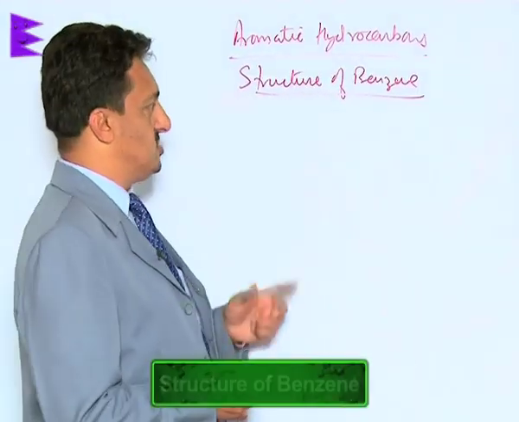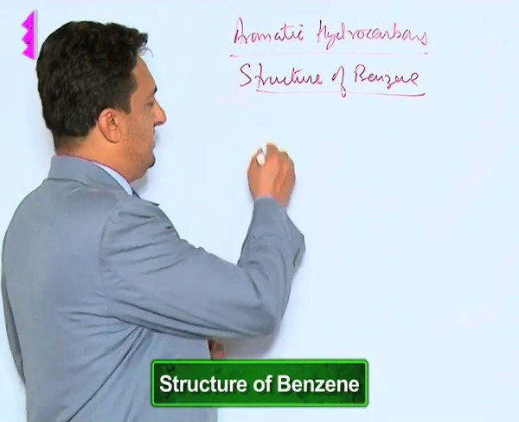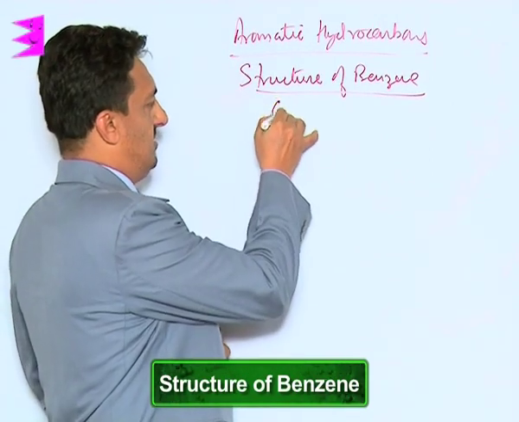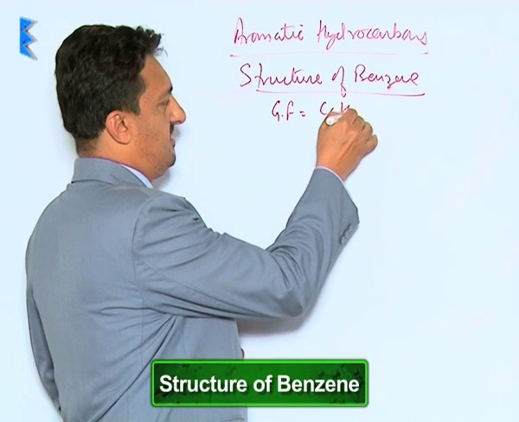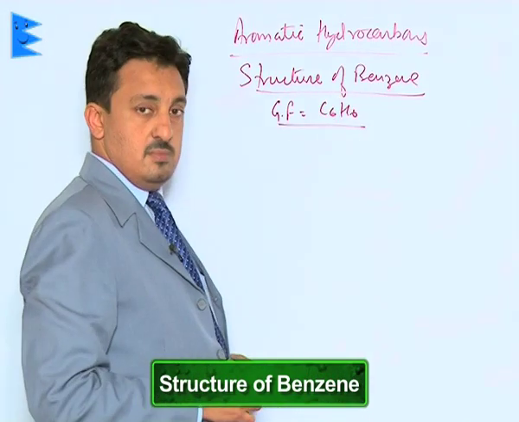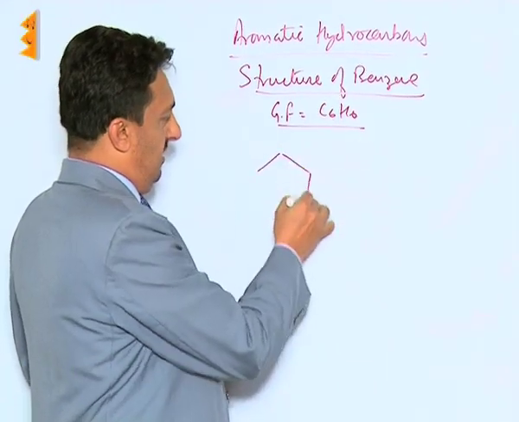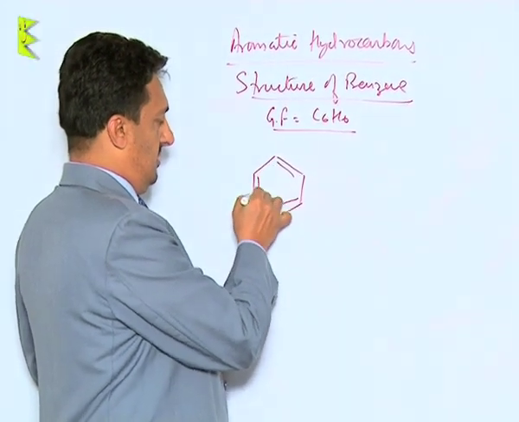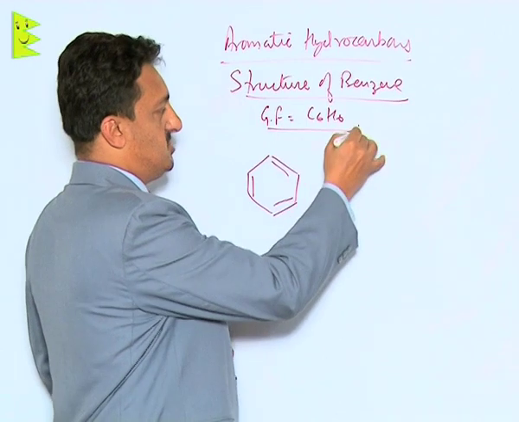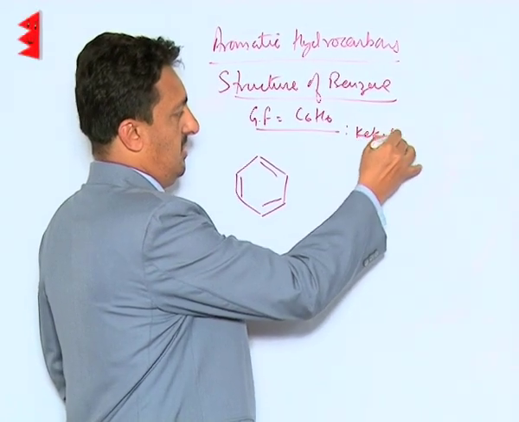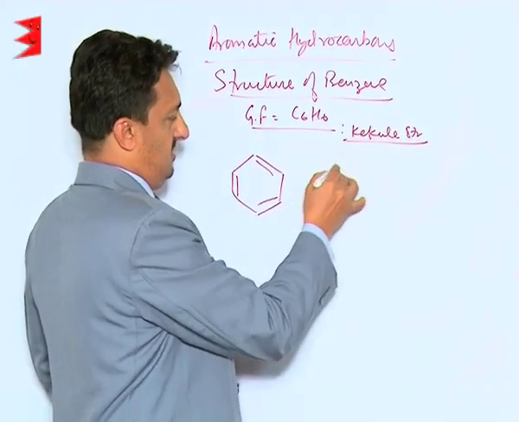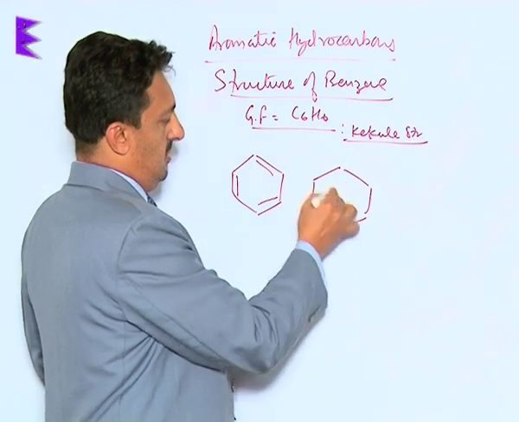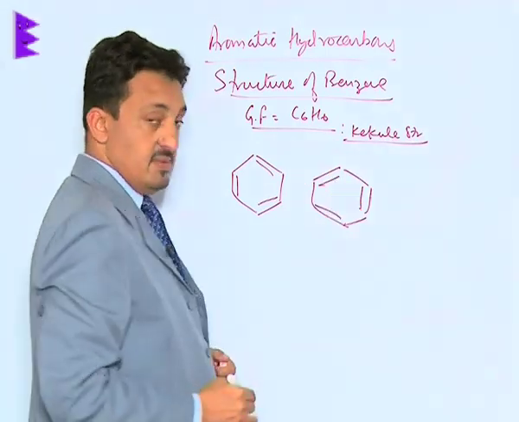Now let us see the structure of benzene. See, benzene is having a formula of C6H6. It's a carbocyclic ring, on which its 2 Kekule structures are there, which are drawn like this.